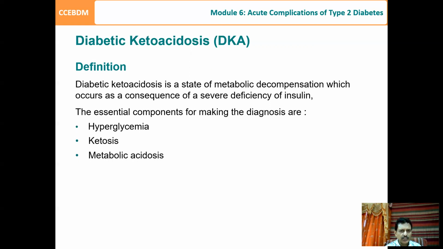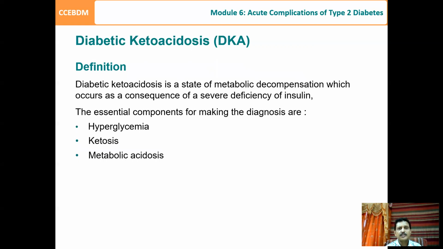But I should not say that a patient with 250 milligram blood glucose cannot present as DKA, but this is very, very rare. So what we mean by hyperglycemia is basically that the blood glucose level should hover between 300 to 600 milligram per dl in the majority of situations.